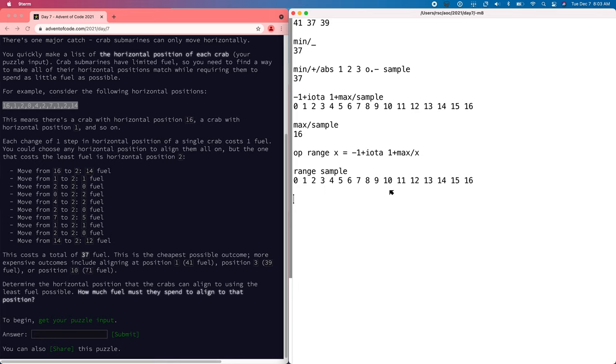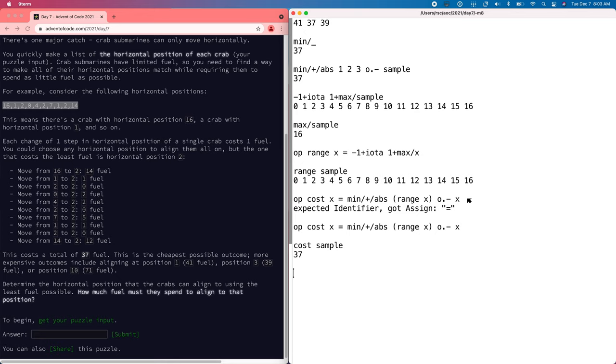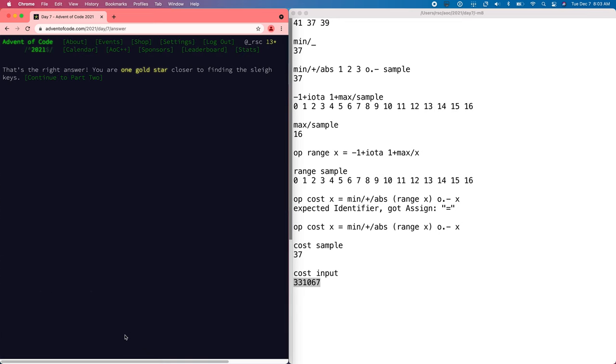Great. So then the overall cost is the min of the sums of the absolute values of all the possible ranges, the outer minus of x. And we forgot to say x. Cost of the sample. Perfect. Cost of the input. Let's see. All right.